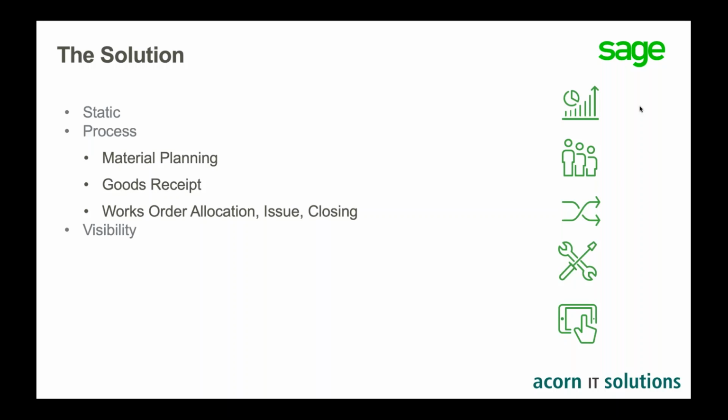And then finally the works orders, which is where the demonstration today will start. So taking that snapshot of your bill of materials, giving you costing and being able to allocate, issue, so take those components, and then close and book the finished item in ready for dispatch.